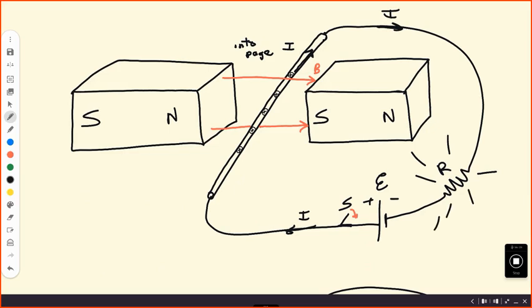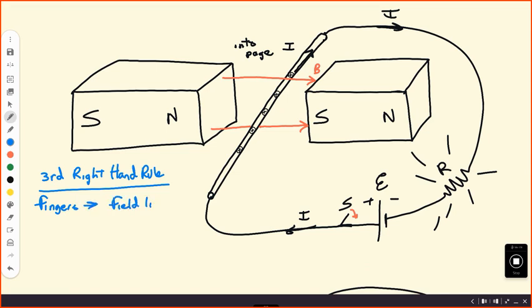But that current inside the magnetic field is going to experience a force. And you could use the third right-hand rule to determine the direction of the force. If you put your fingers with the field lines, and you put your thumb in the direction of the current, your palm tells you the direction of the force.